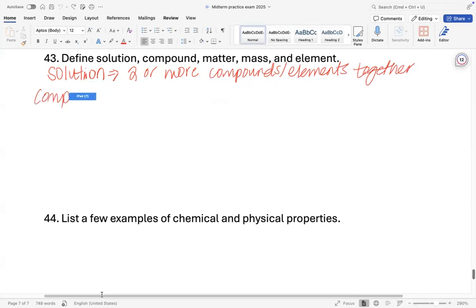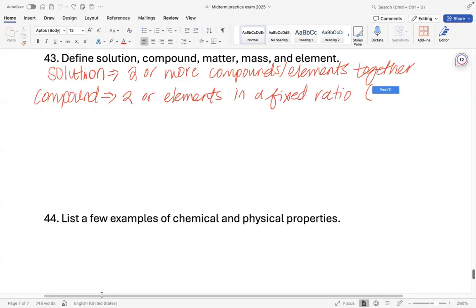Compound, that's going to be two or more elements in a fixed ratio. All right, so example: H2O, MgCl2.